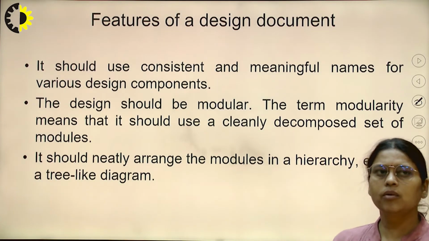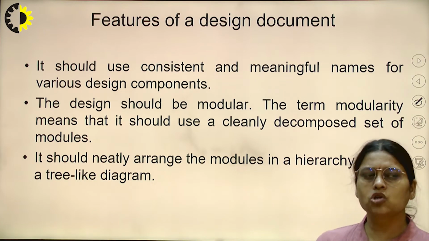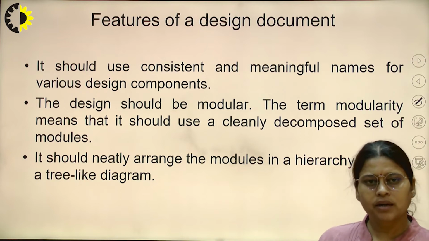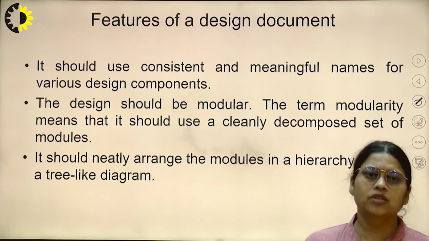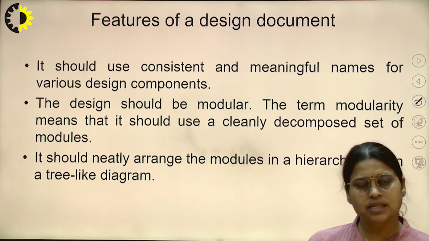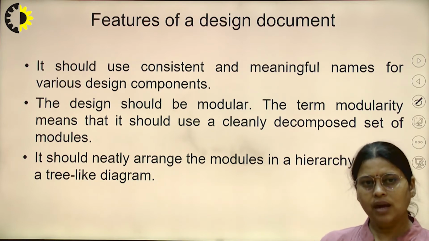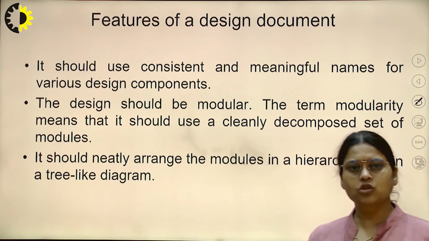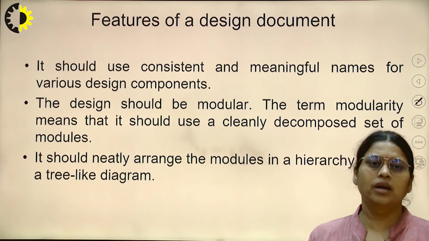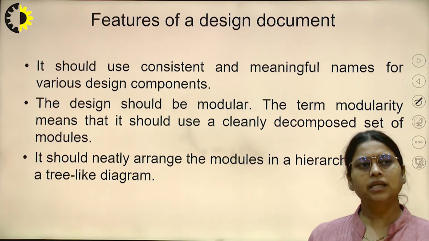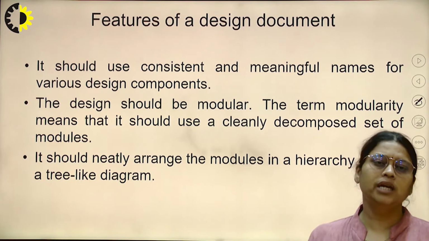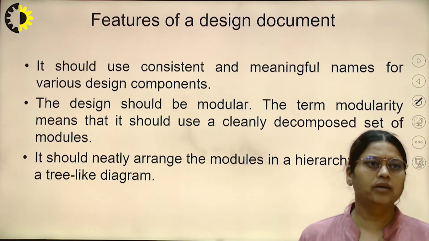Now, if we are talking about the features of good designing, we also have to consider some points. We keep in mind at the time of designing the software that it should have consistent and meaningful names for the various design components. Means when we have to define the components of the software, or we can say that we have to divide the structure of the software into a number of components, and these components are basically called modules. So, we give a consistent and meaningful name as per the module division.